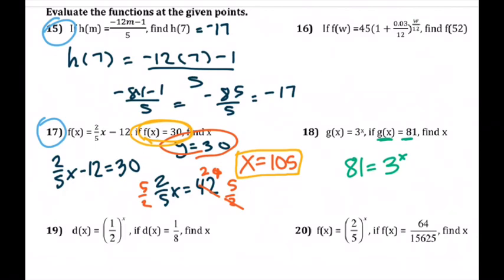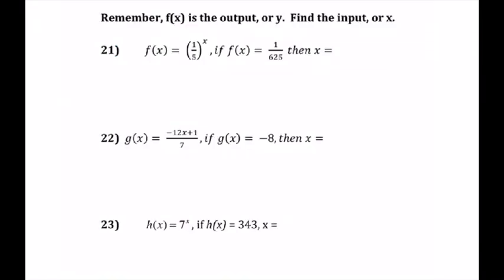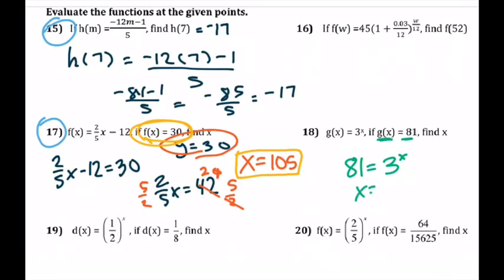Is it 3 to the first power? Is it 3 to the second power? What is it? It's 3 to the fourth power. So x is equal to 4. So on questions like that, the answer is going to be relatively small because you're going to have to guess and check and see what the right answer is. Okay? And so that's the answer to that question.